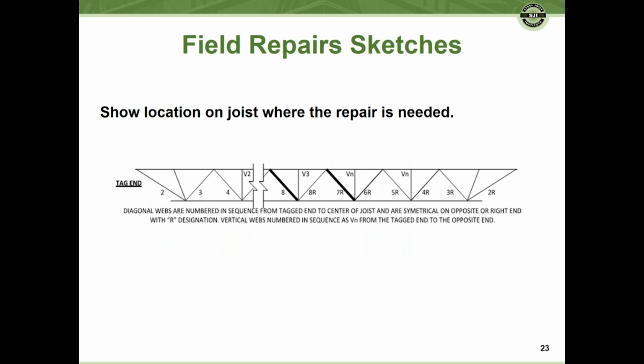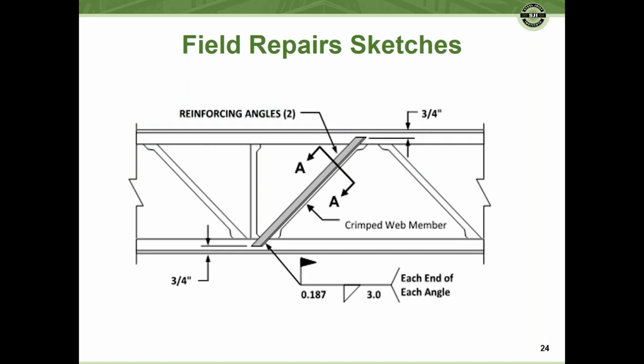Also, show the location on the joist where the repair is needed. As you can see in this case, we're going to repair web number 8 and web number 7R. And that's helpful for the people in the field to know which webs we're going to look at, so that they do the correct work where it's needed. Also got some sample repair sketches that I just wanted to go through real quick.